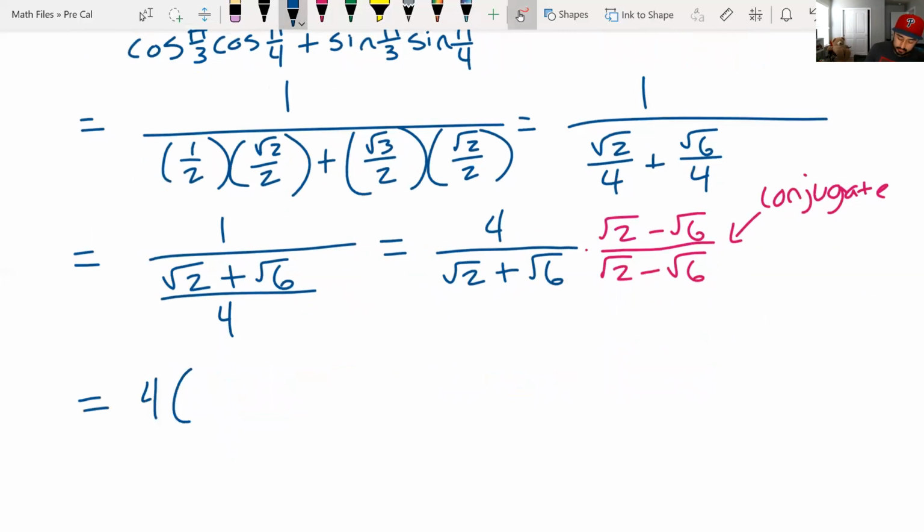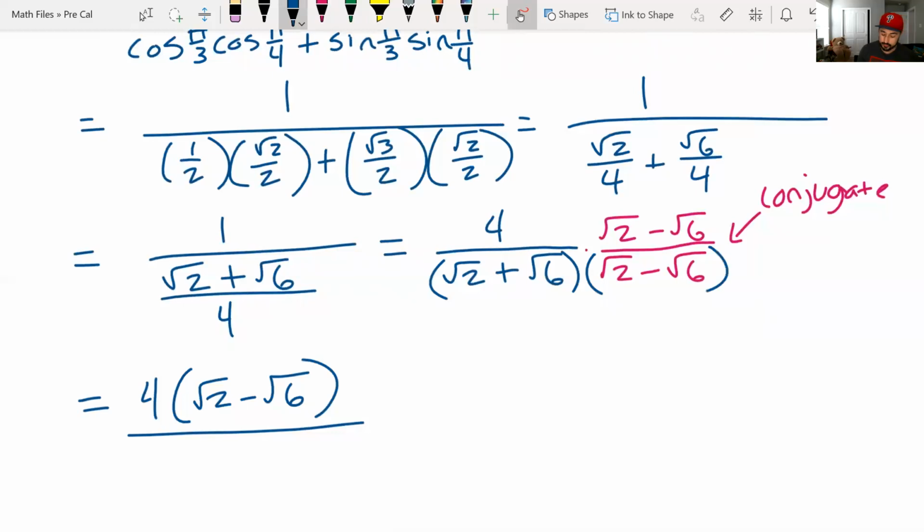Okay, which means that I get 4 times the square root of 2 minus the square root of 6 over, and if I FOIL this, see, FOIL these two, I'll get square root of 2 times square root of 2. So square root of 2 times square root of 2 will give me 2. Square root of 2 times negative square root of 6 plus square root of 2 times square root of 6, my middle terms will cancel. And all I'm left with is square root of 6 times negative square root of 6, which gives me negative 6.